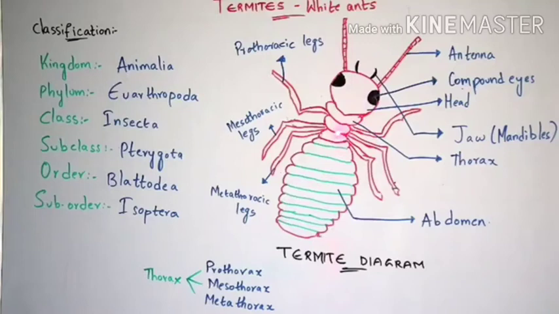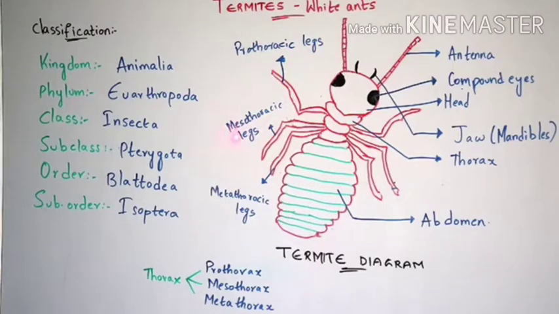The legs which arise from the prothorax are known as prothoracic legs. So totally how many pairs of legs are there in this white ant? Totally there are 3 pairs of legs, that is, 6 legs which arise from the thorax region. I have said that the thorax is divided into 3 parts: prothorax, mesothorax and metathorax. One pair of legs arises from the prothorax region, the first region of the thorax, and these are known as prothoracic legs.